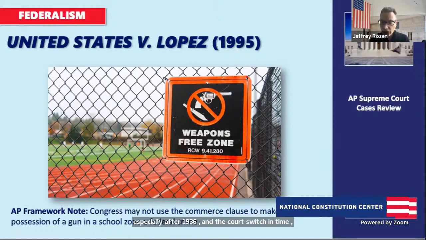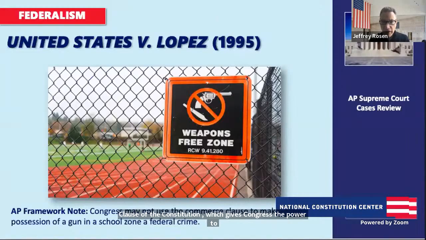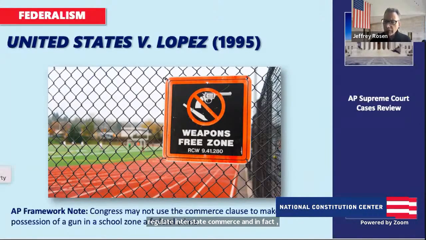And in fact, the court struck down no laws as exceeding Congress's power between 1936 and 1995. But in the 1995 Lopez case, Chief Justice Rehnquist says there are some limits to Congress's power. It's not a blank check that allows Congress to do whatever it wants. And the case here involves guns in schools, a very salient topic for all of us and all of you.